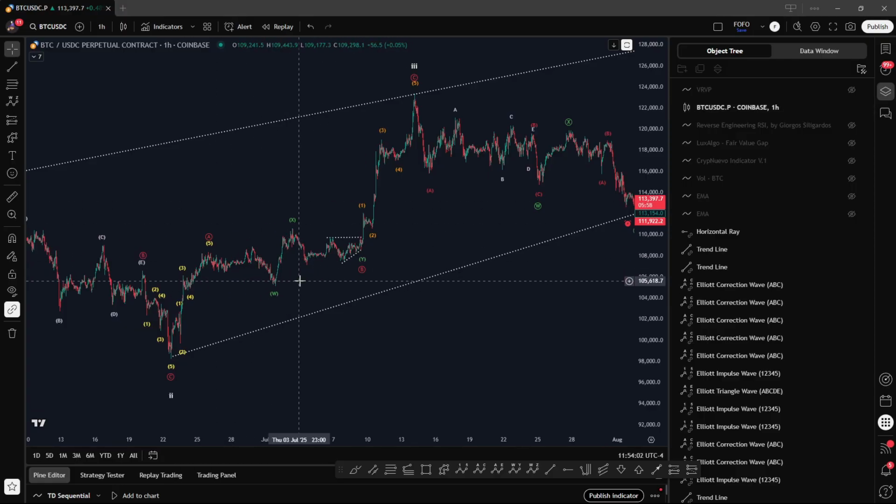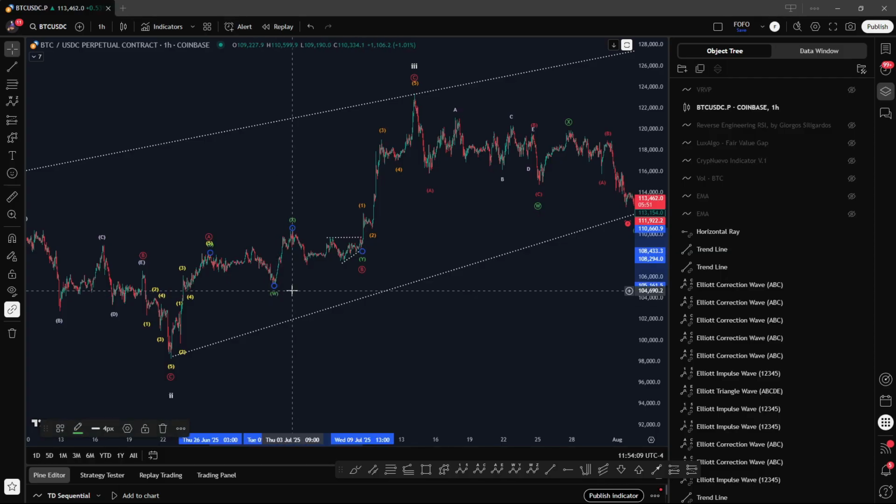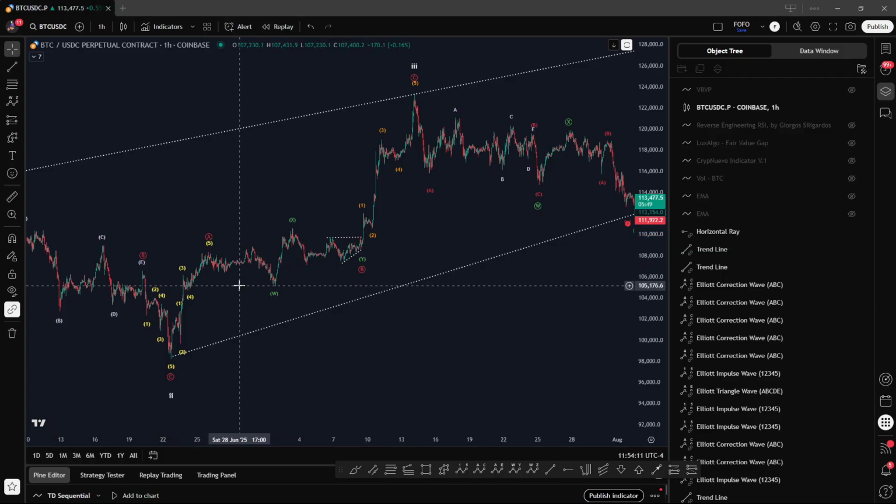Now this is the first double three we've seen in this, so I'll touch on the rules a little bit. Anytime you have a W or a Y, the pattern must be simple. It cannot be a combination pattern. So this has to be a simple flat, 3, 3, 5. Okay, and this is a triangle, which is simple. Well, it doesn't have to be. It has to alternate. Okay, that's one rule of double threes and triple threes.